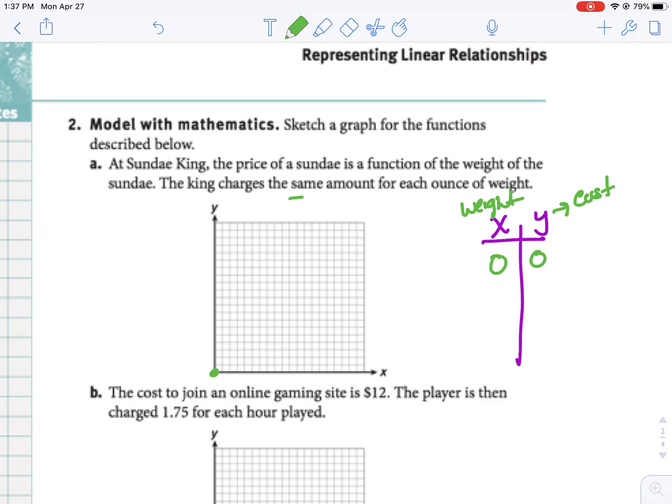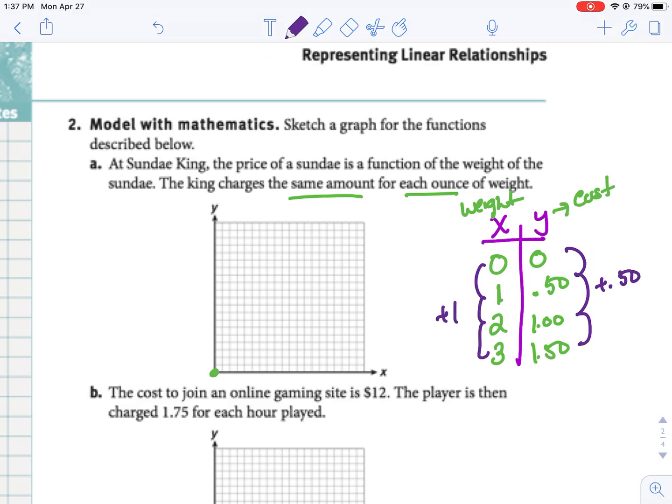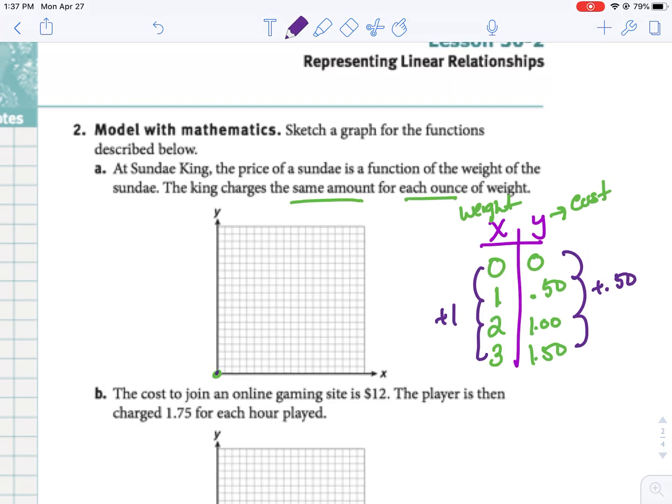Okay, notice it says the king charges the same amount for each ounce. So say he charged 50 cents an ounce. So if I had 1 ounce, it would be 50 cents. 2 ounces would be $1. 3 ounces would be $1.50. And if you look at that rate of change, it's going up 50 cents, up 50 cents, up 50 cents. So this would be up 50 cents, and these were going up 1 ounce. Okay, so it has a rate of change that is 50 cents over $1. So we know that that would be a nice linear situation. If I had 1, this would be 50 cents. If I had 2, this would be $1. So it would form a nice straight line.